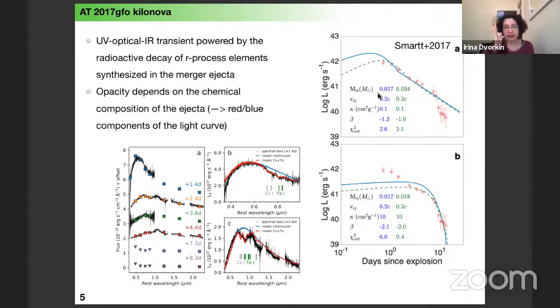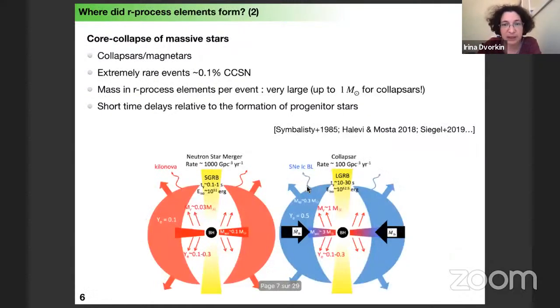Now, the identification of the exact elements produced is still very challenging. Here on these small plots in the middle, you see attempts to identify cesium and tellurium, I guess, lines in the spectrum of this event. It's still maybe not extremely convincing that these are the absorption lines of these elements. So we still need to actually identify the elements in the spectra of future kilonovae, hopefully. But this is not the only candidate site to produce r-process elements.